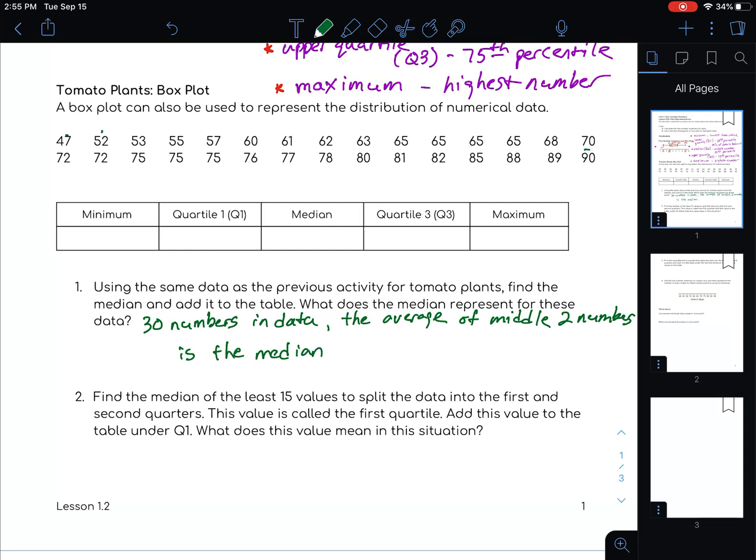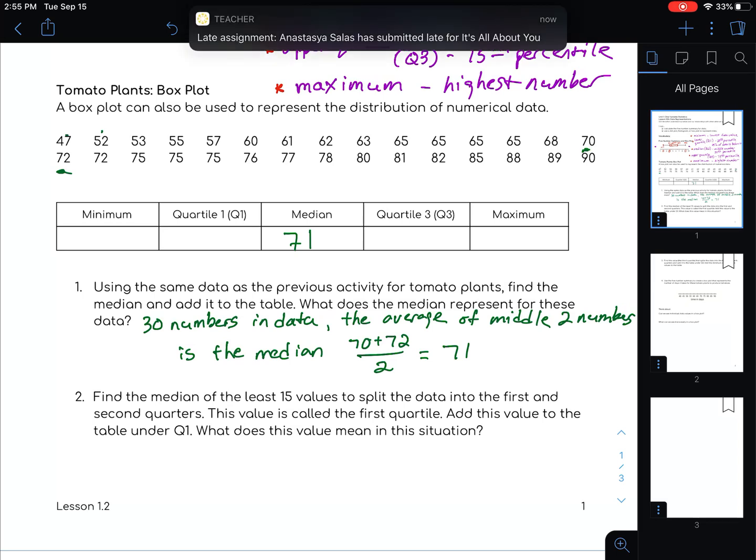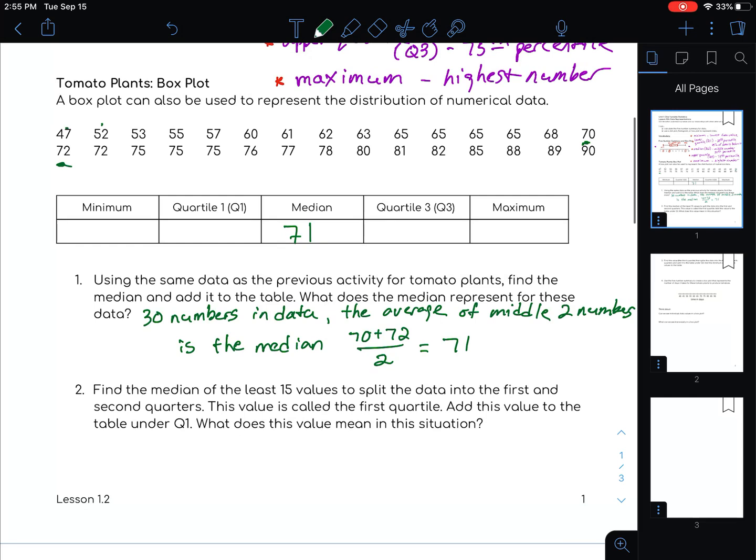That would be the 15th and 16th number here. The 70 and then the 72 would be the 15th and 16th number. Those are our middle 2 numbers in this data list. So the average of 70 and 72, halfway between 70 and 72, so 70 plus 72 divided by 2, that's 142 divided by 2, which is 71. So the median of the data list is 71. That's the median number of days it takes to produce tomatoes.